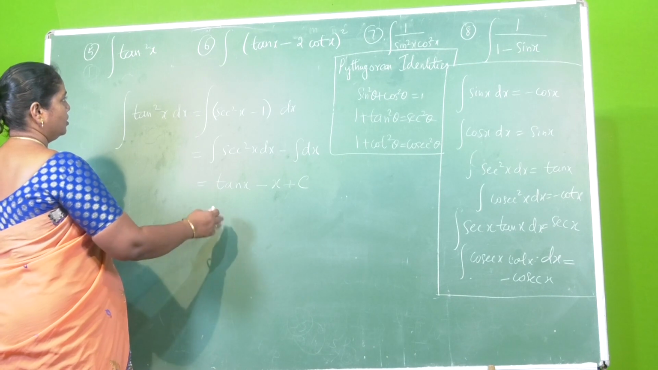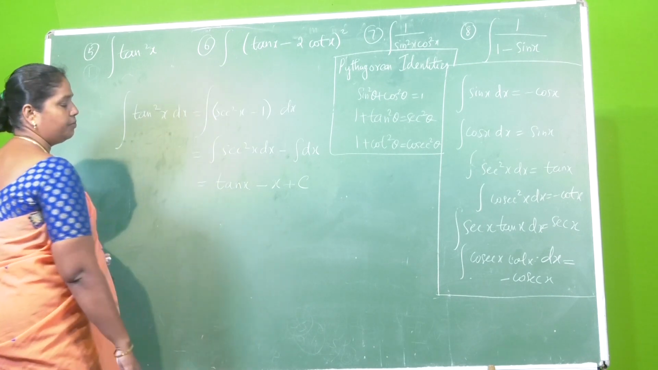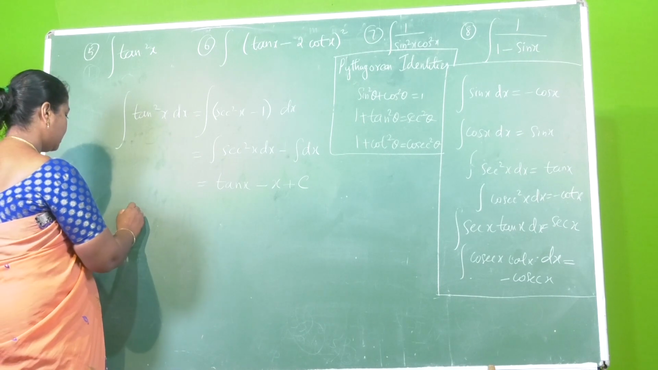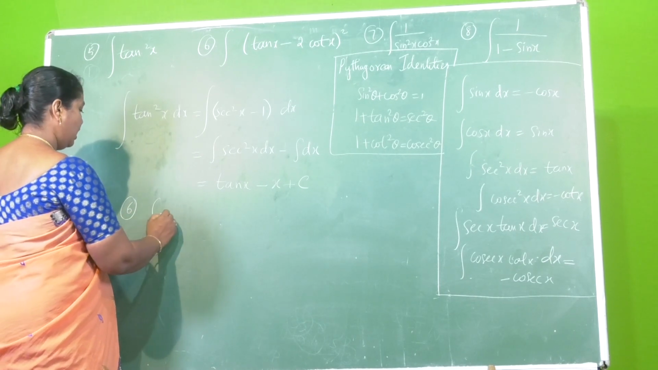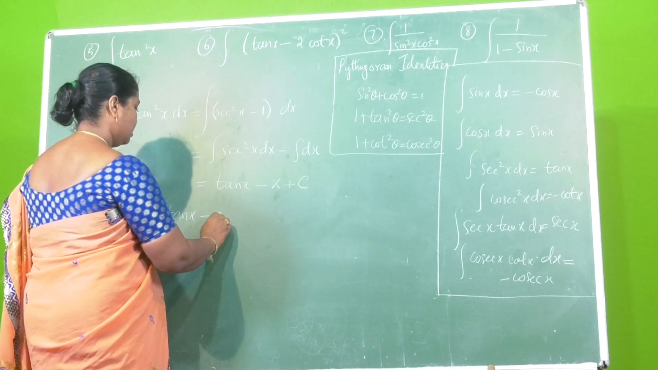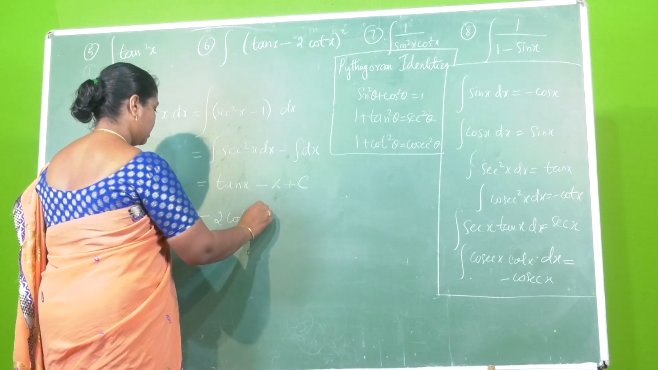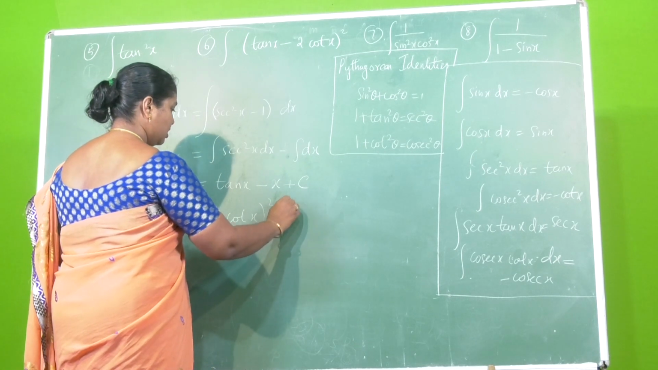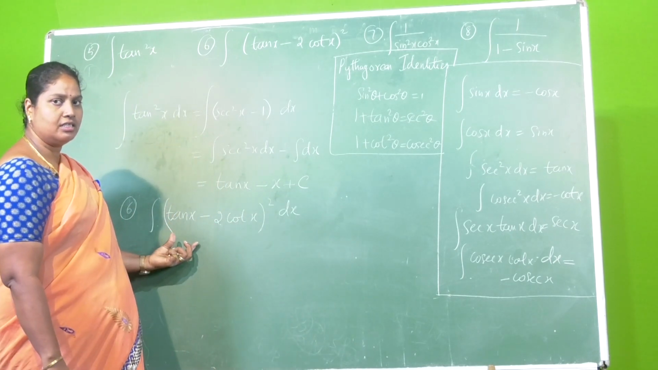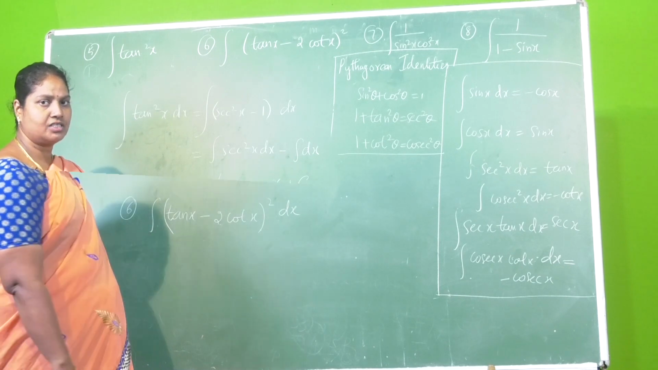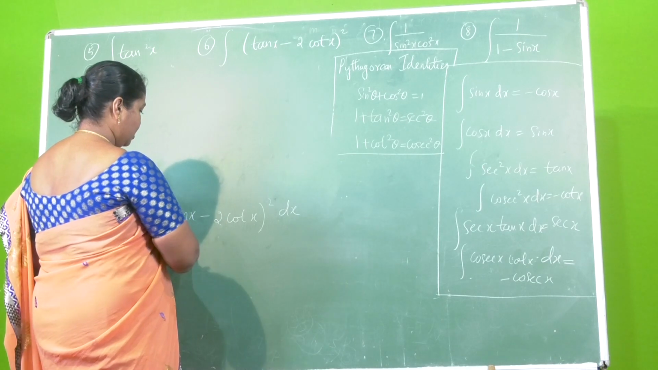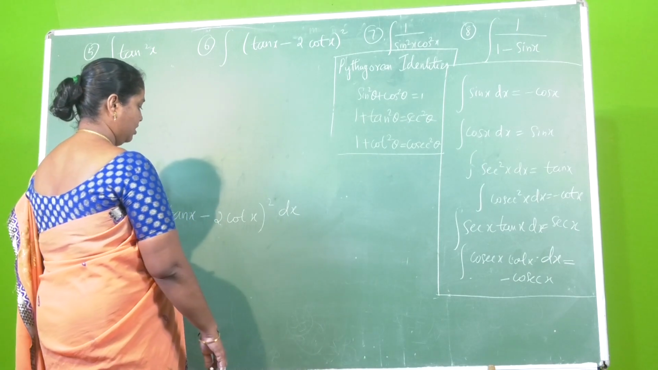Shall we solve problem number 6? Problem number 6 is the integral of (tan x minus 2 cot x) the whole square dx. Do you have any idea to solve this integration?